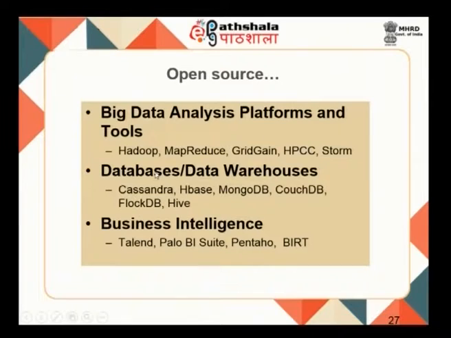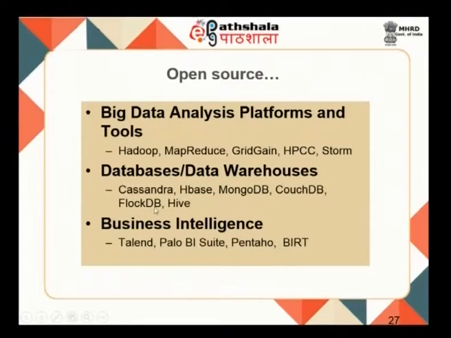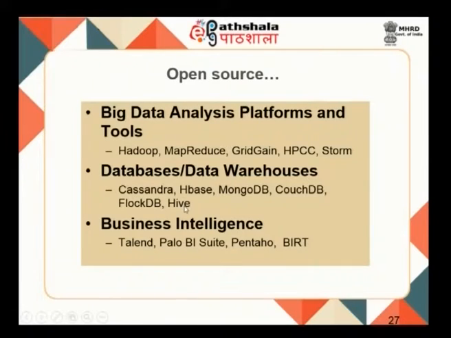Then there are open source tools that are databases or data warehouses. We have Cassandra, HBase, MongoDB, CouchDB. CouchDB is associated with Facebook, and we have FlockDB. In FlockDB there is a provision for holding graph data, and Hive is the underlying database for the Hadoop environment. Then we have various open source business intelligence tools like Talend, Palo Business Intelligence Suite, Pentaho, and BIRT, Business Intelligence and Reporting Tools. BIRT is fundamentally a business intelligence report generating technique.